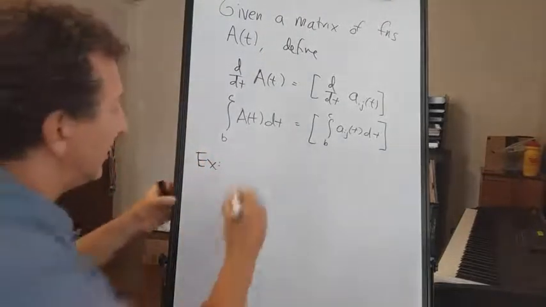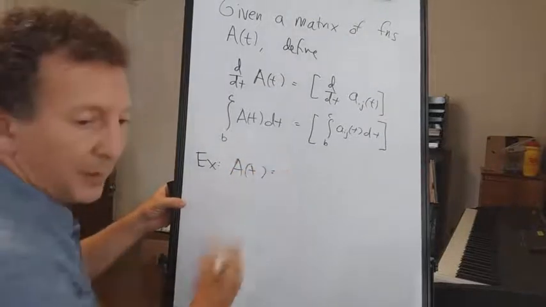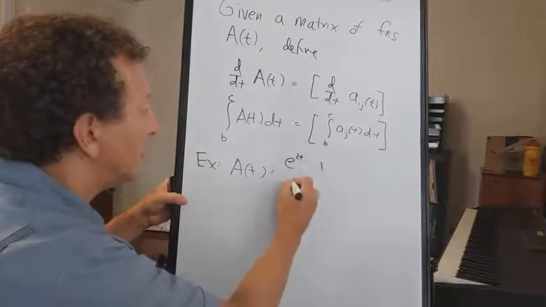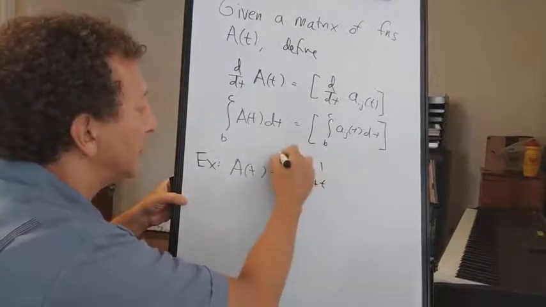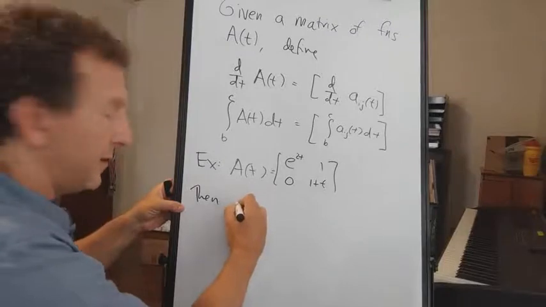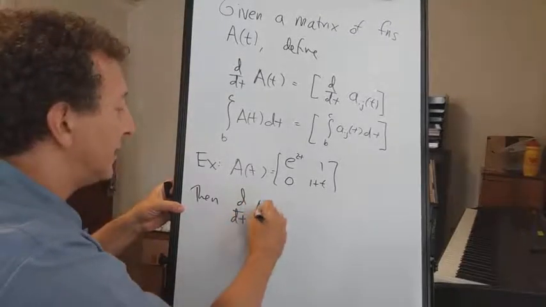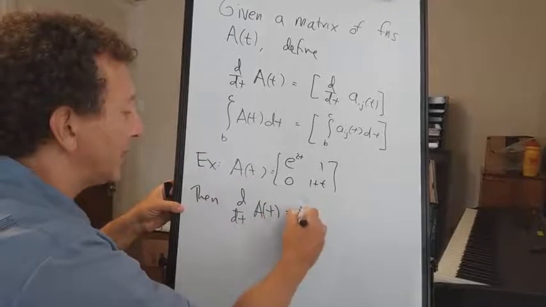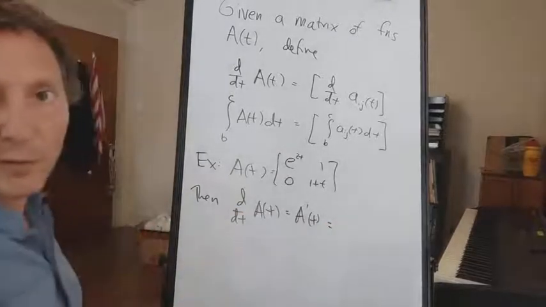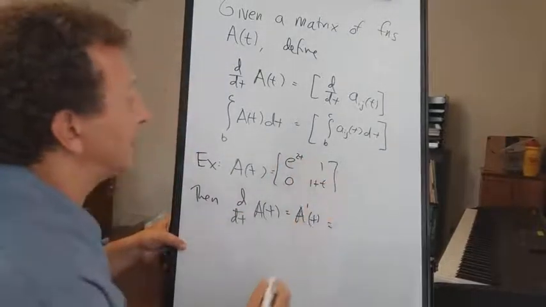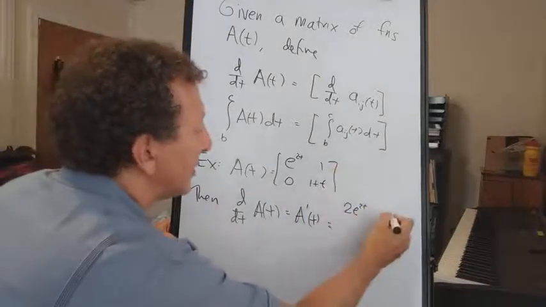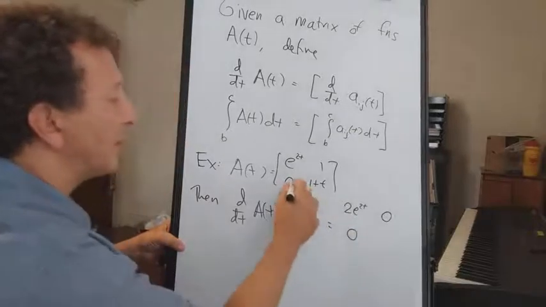So for example, let's let A of t be the matrix e to the 2t, 1, 0, 1 plus t. Then the derivative with respect to t of the matrix, which I guess I could write as A prime of t, is we just take the derivatives of all the components and write them down. So derivative of e to the 2t is 2e to the 2t. Derivative of 1 is 0. Derivative of 0 is 0. Derivative of 1 plus t is 1.